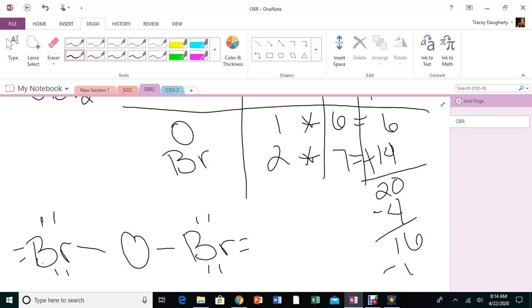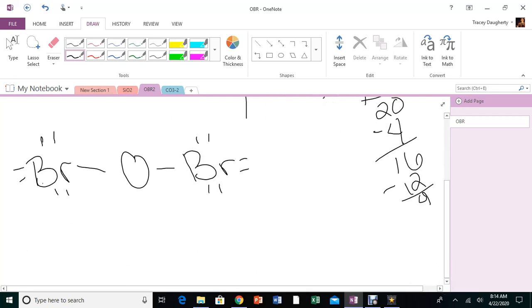And we have used up 12 electrons. So we have 4 electrons left over. Now, the leftover electrons go on the central atom. So we have 4 electrons. We are going to always pair those electrons.